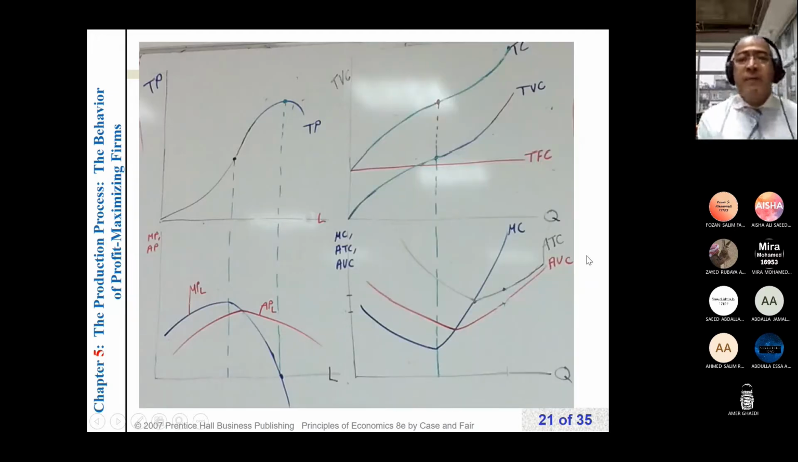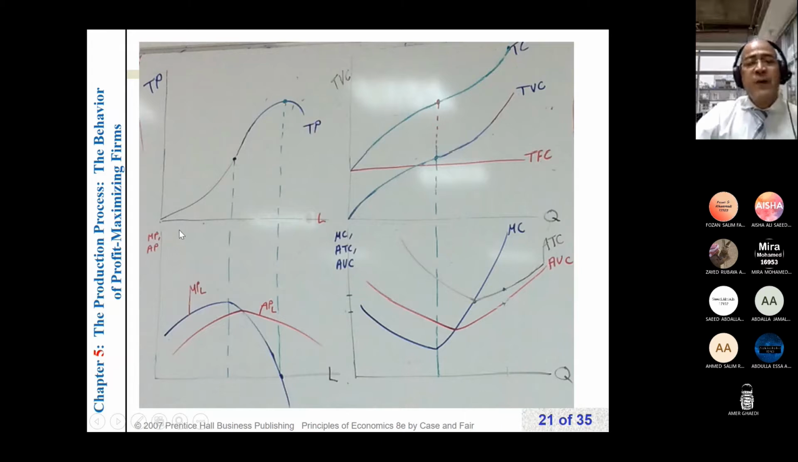So I remember I drew this graph on the whiteboard, and one of my students shot a photo and gave me this photo. It reminded me of some memories. So look at this curve. This curve is called total product.